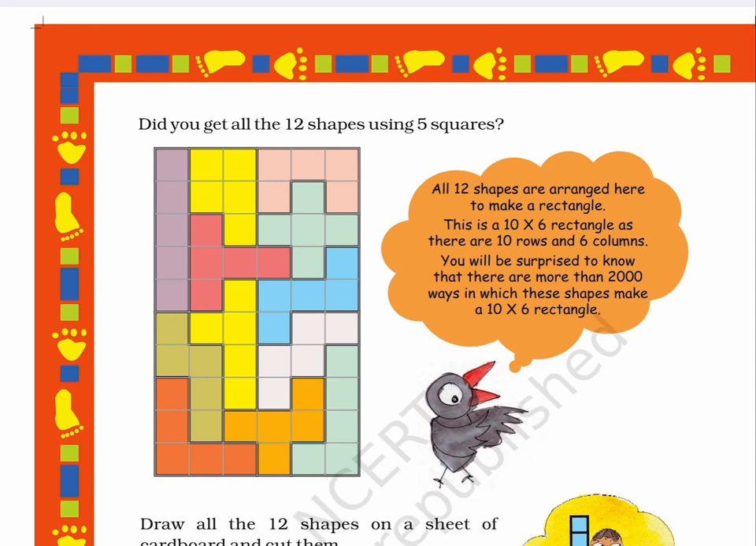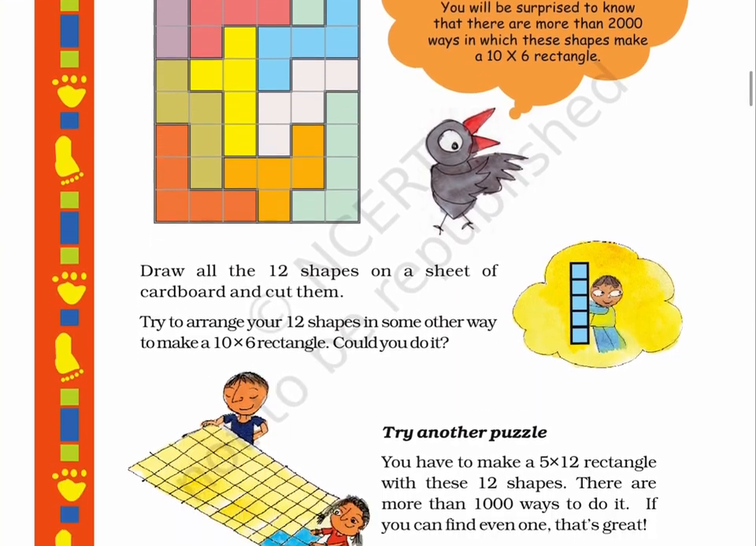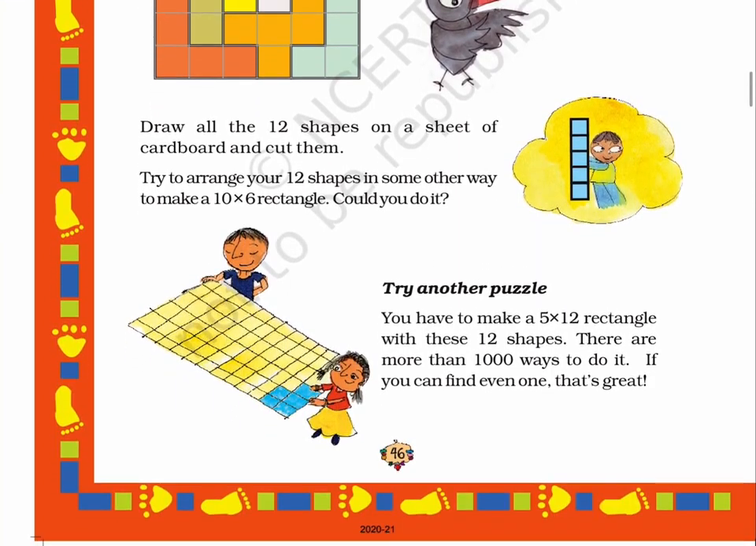You will be surprised to know that there are more than 2,000 ways in which these shapes make a 10 by 6 rectangle. Draw all the 12 shapes on a sheet of cardboard and cut them. Try to arrange your 12 shapes in some other way to make a 10 by 6 rectangle. Could you do it? Try another puzzle.